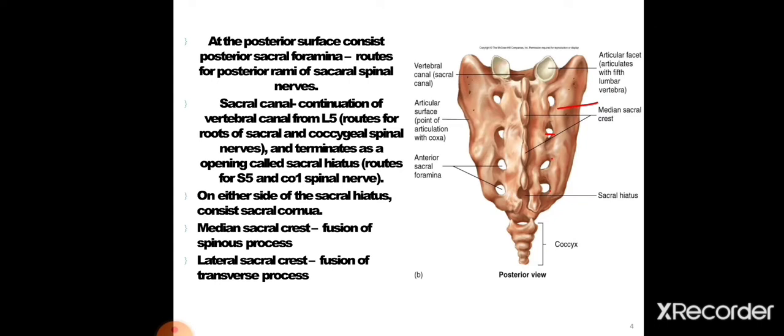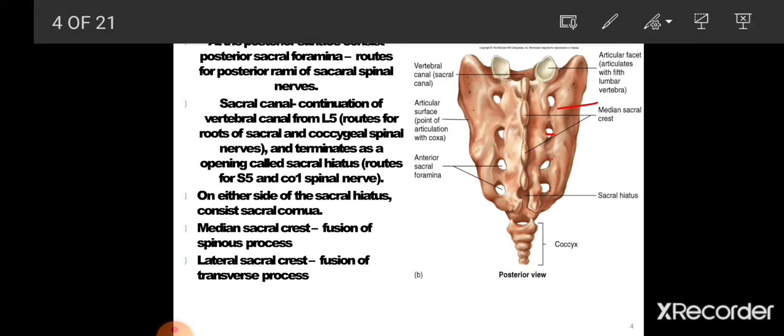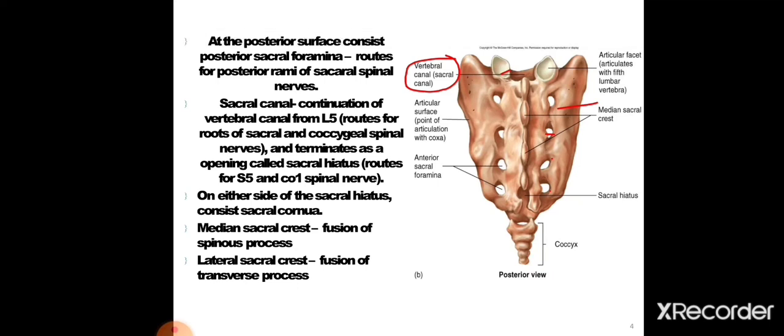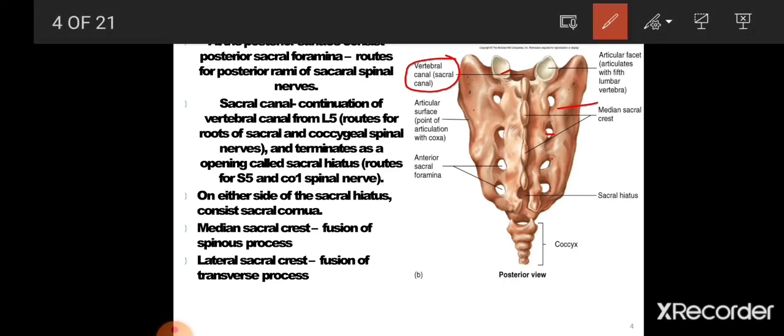Then there is a term known as the sacral canal. As highlighted in your diagram, you can see this is the sacral canal, and it is the continuation of the vertebral canal from the L5 vertebra. It provides passage for the roots of the sacral and coccygeal spinal nerves, and it terminates at the opening known as the sacral hiatus. So this is the sacral hiatus, this U-shaped opening. On either side of the sacral hiatus we have the sacral cornu. So these horns are known as the sacral cornu.